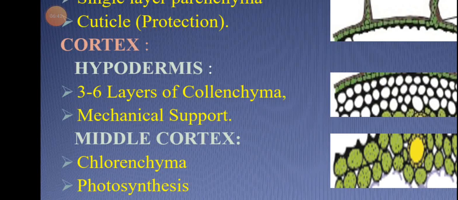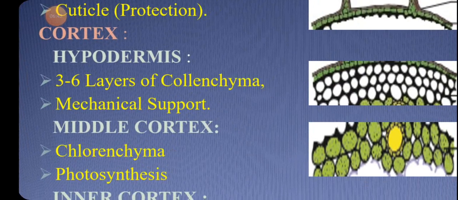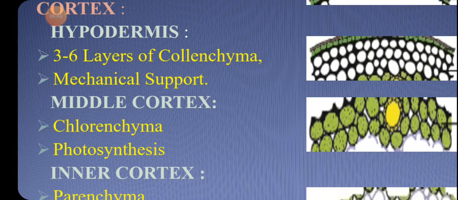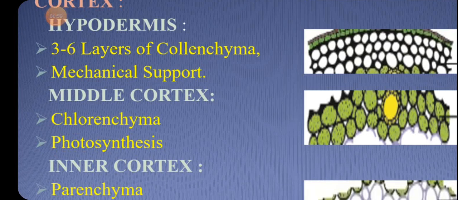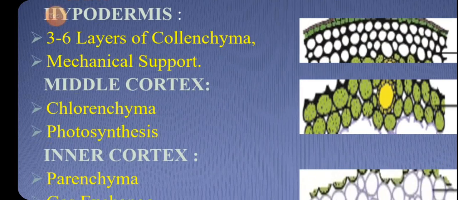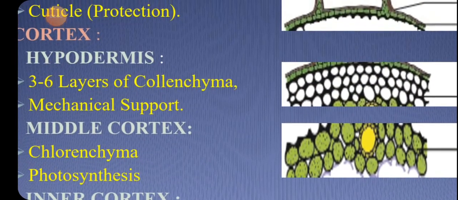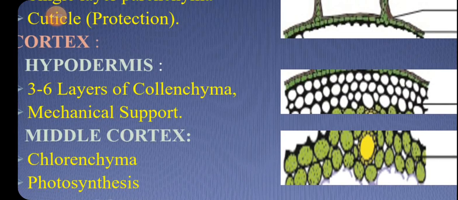Okay, then the cortex. Inner to the epidermis, the cortex region is present. The cortex is divided into 3 layers: the hypodermis or upper cortex, the middle cortex, and the inner cortex. One by one we will see. First, the upper cortex or hypodermis. Just below the epidermis, 3 to 6 layers of collenchyma cells are present. Collenchyma is a type of cell.